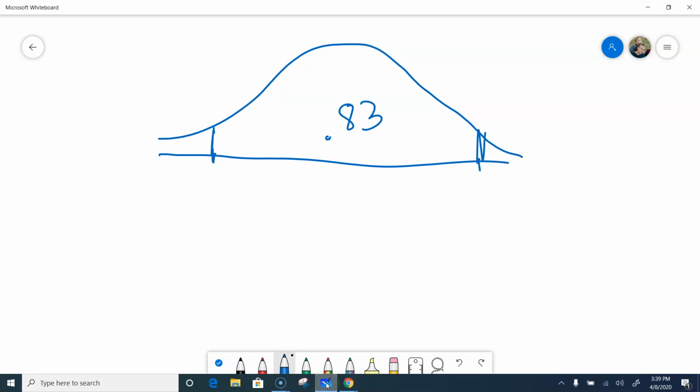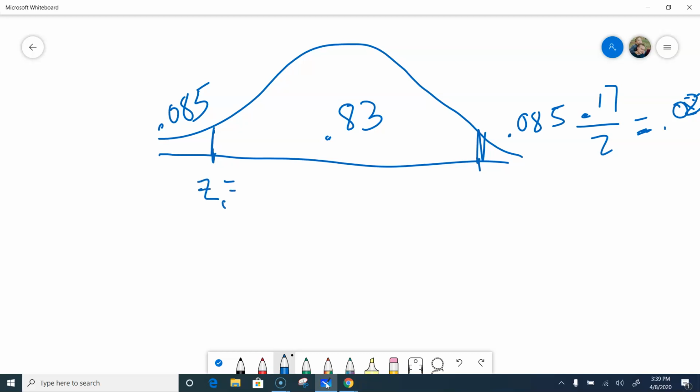I need to think about what is in these two tails. Okay. Well, if I have 83%, that means there's 17% divided by 2 in those remaining two tails. So each one of those tails has 0.085 in it, right? So there'd be 0.085 in here and 0.085 in here. So the z critical that I'm looking for, this value here is going to be negative. This one over here is going to be positive, but they're the same number.